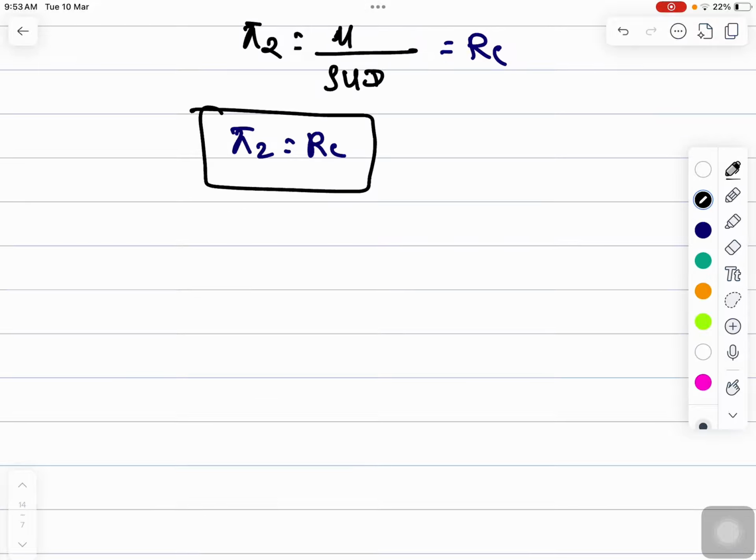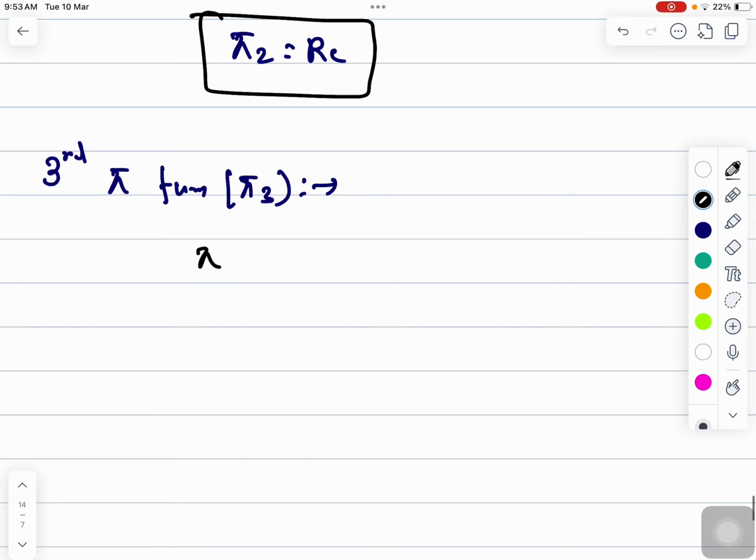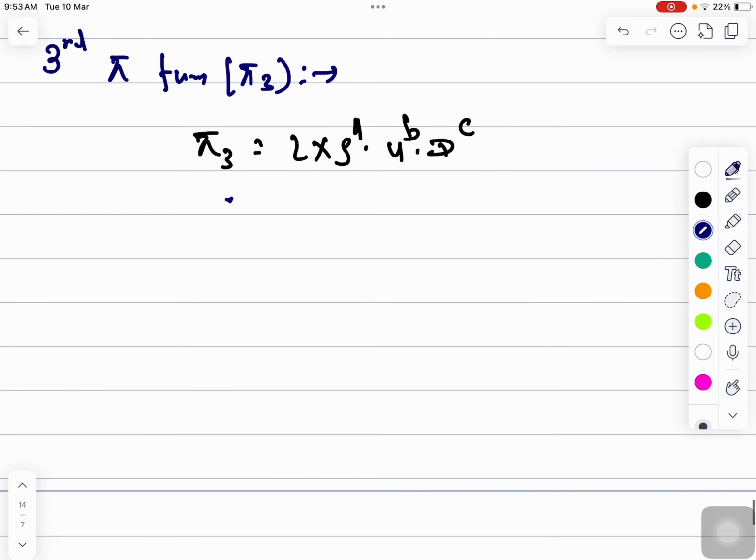And then we are going to find the third pi term here, that is your pi 3. In pi 3 we can write length into rho to the power a, u to the power b, and obviously d to the power c. Once we do the calculation, you will get pi 3. The way I have done the calculation in pi 1, exactly in the same way you have to do the calculation in pi 2 and pi 3. You will get L by D.